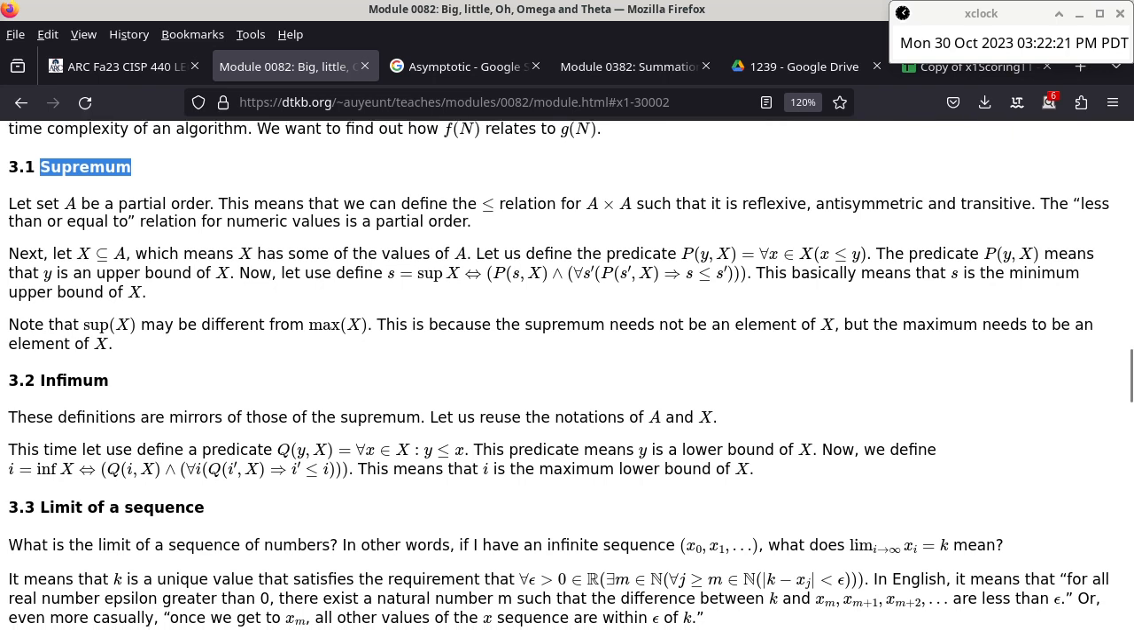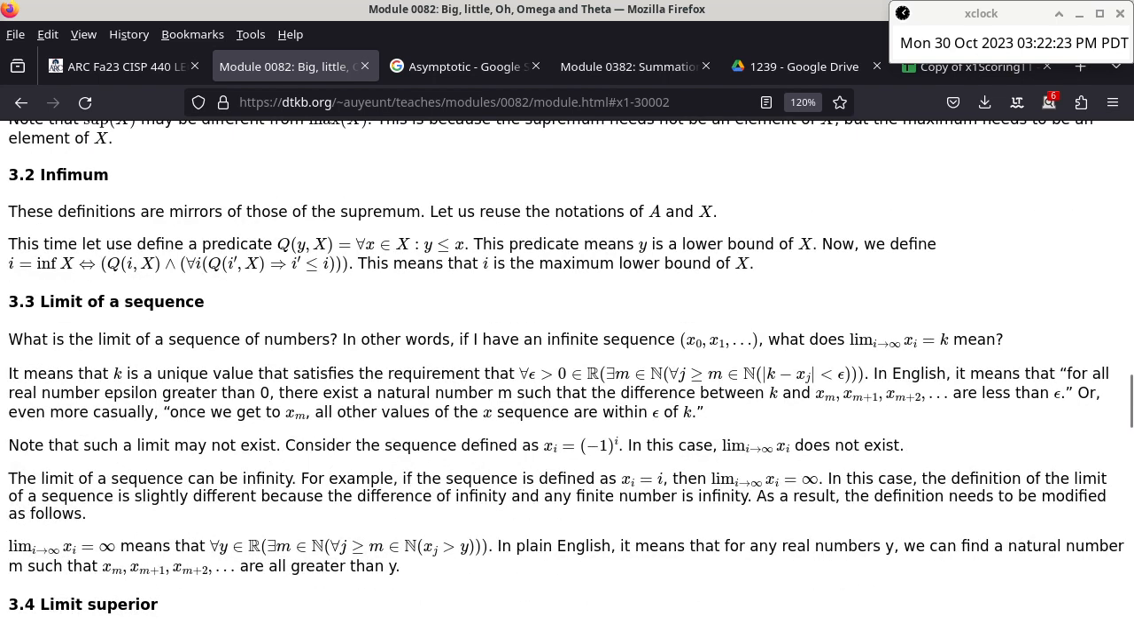So now we move on to the limit of a sequence. This part goes back to a concept you learned in Math 372, the concept of a limit. What is the limit of a sequence of numbers? We have a sequence of numbers, x0, x1, all the way up to x whatever. In other words, the sequence just keeps going and going.